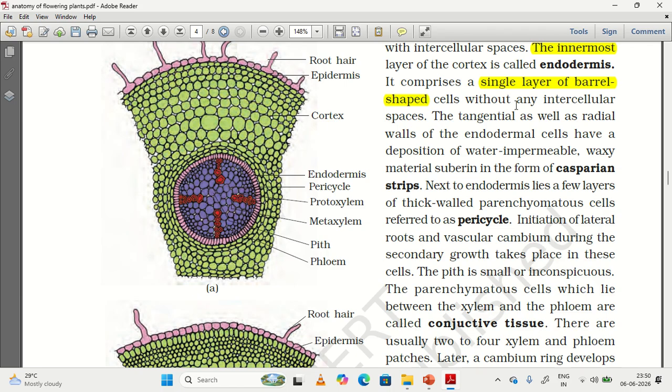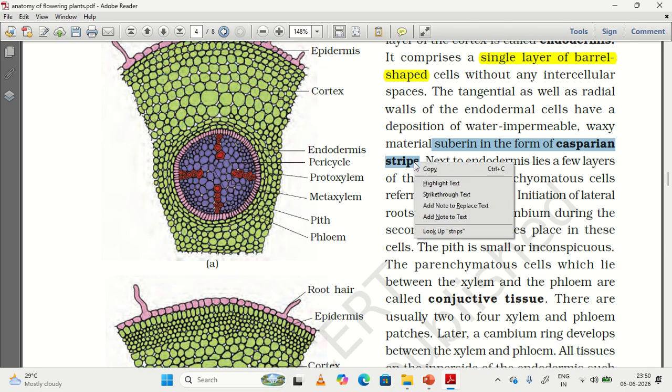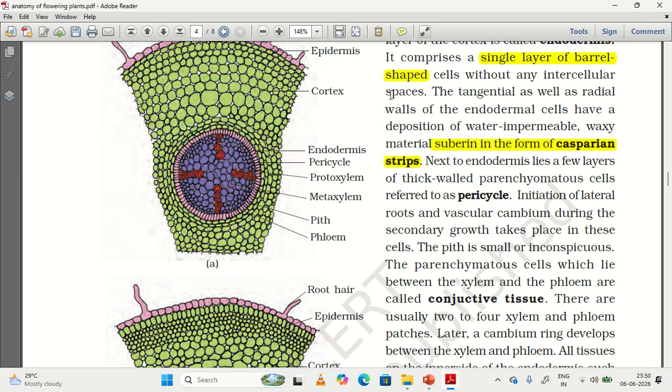The tangential as well as the radial walls of the endodermis have a deposition of a water-impermeable waxy layer, which is suberin, in the form of Casparian thickenings. Okay, it is impermeable to water. It will not allow the passage of water. These are the Casparian strips. It is the most important point. Please do remember.